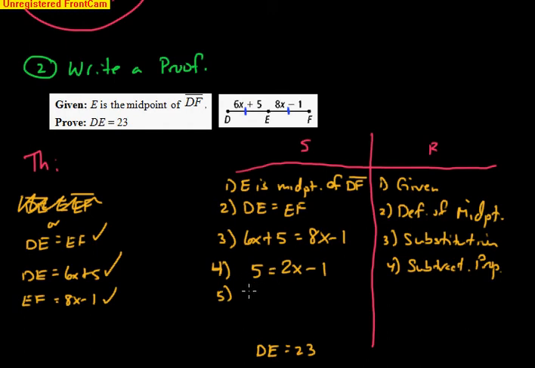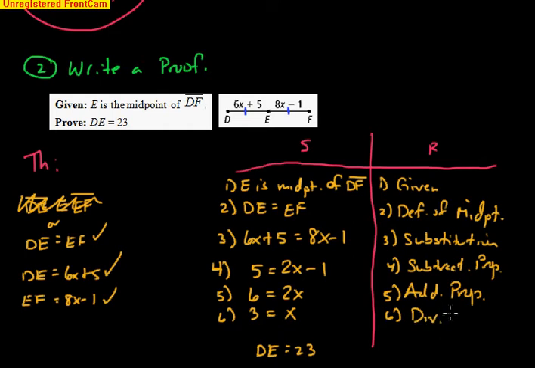And then I'm going to add 1 to both sides, so 6 equals 2x, and that's addition property. And then I'm going to divide by 2. And there's my x value, and I use division property. Okay? So I'm actually going to erase this right here, because I need some room.